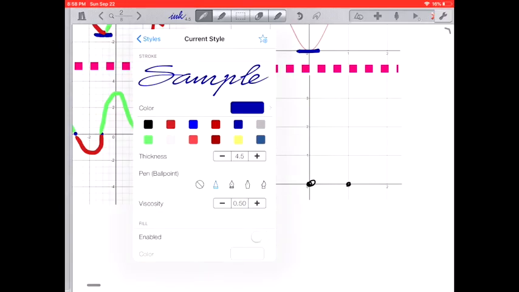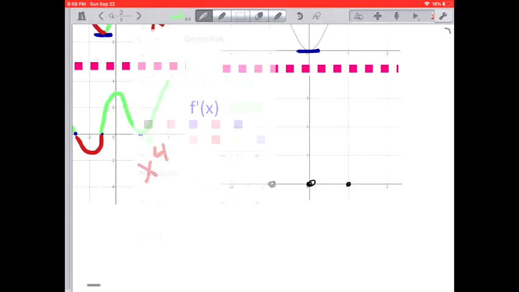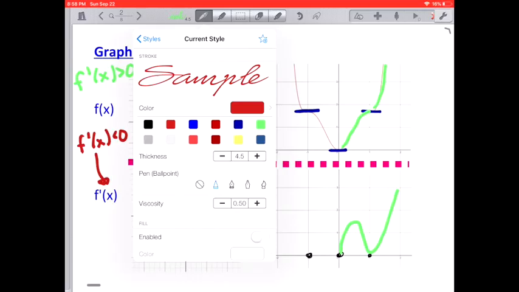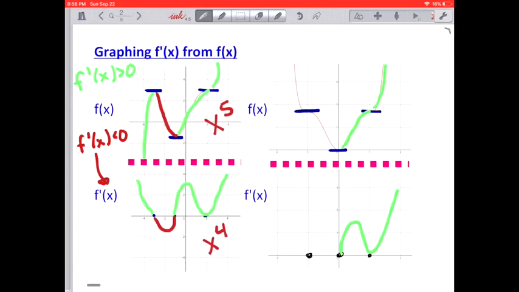Then I'm going to look at where this function is increasing. The function f of x is increasing from here to here. So I need to be above the x-axis and bounce at 1. So I'm above the x-axis, bounce at 1, but I'm still above the x-axis because my function f of x was increasing. Now I look at where my function f of x is decreasing.